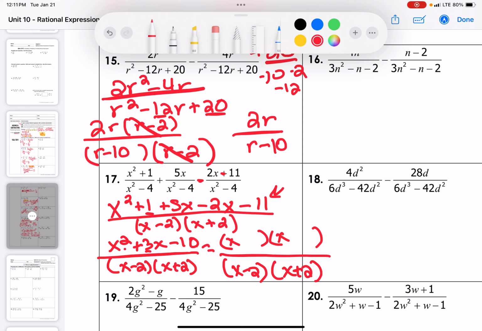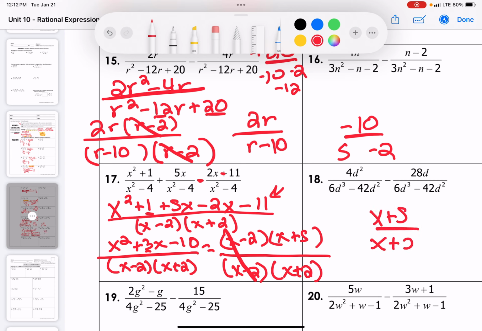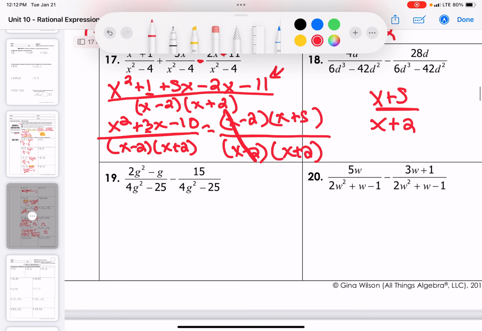So I got the top part. All right, so I have an x and an x. So if I have negative 10, and I got to get to a positive 3, that looks like it's going to be a positive 5 and a negative 2. So I have x minus 2, and I have x plus 5. All right, the x minus 2's cancel, and I'm left with x plus 5 over x plus 2. All right, and finally the last one.